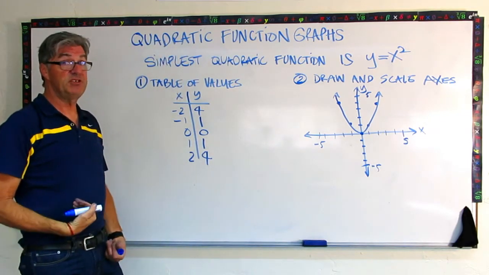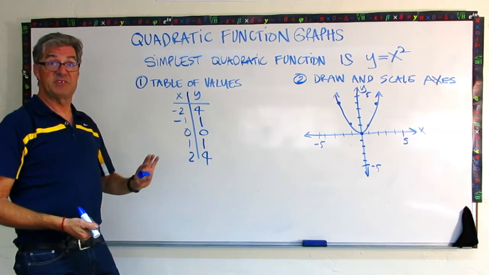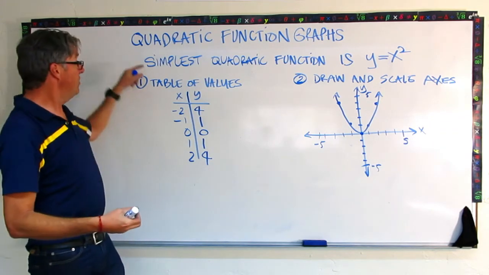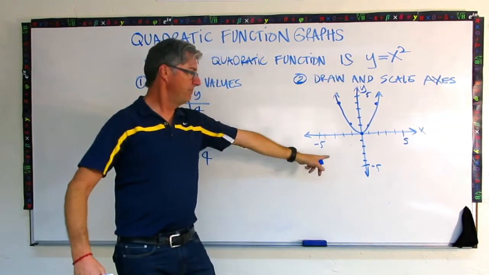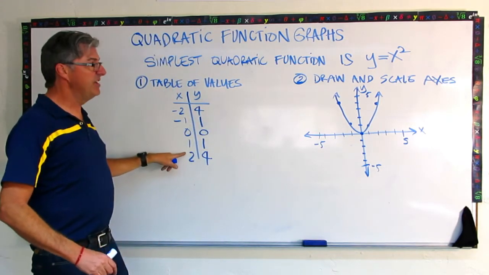That's the parabola shape. Okay? So I didn't write down the steps that we did. Okay, so let's do that. But we're essentially done. If you had a math problem that said graph this function, y equals x squared, that's your graph. Okay? So step 1, table of values.